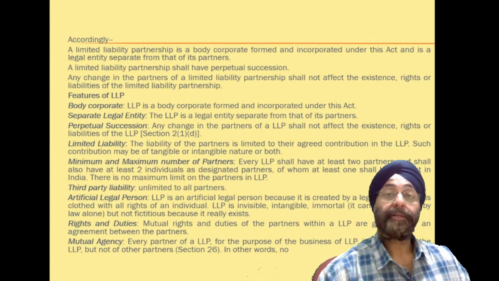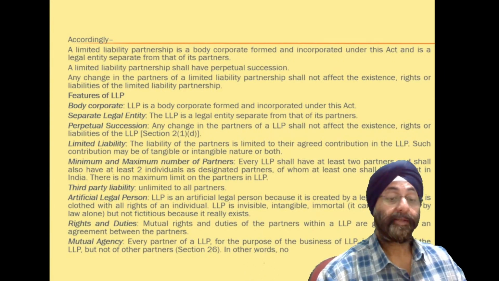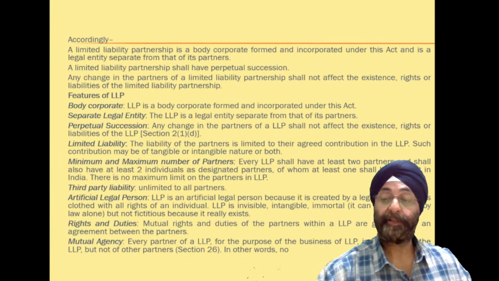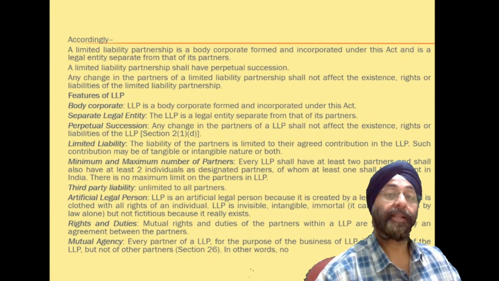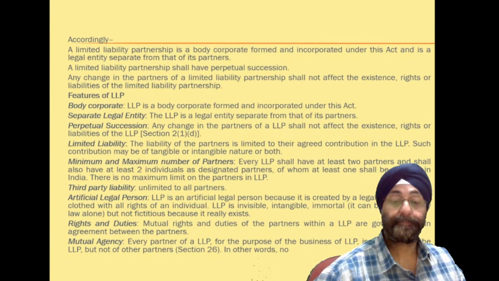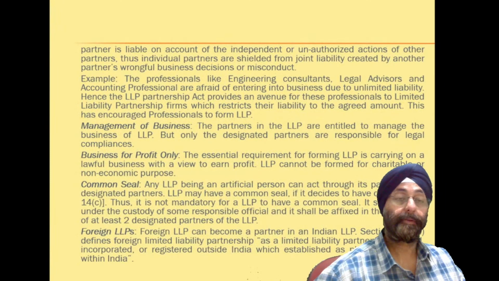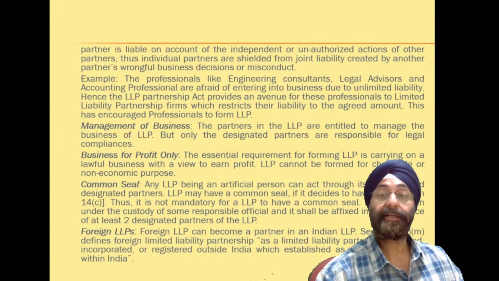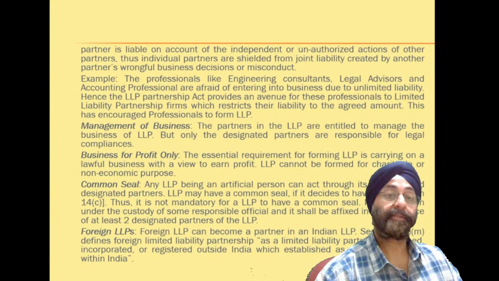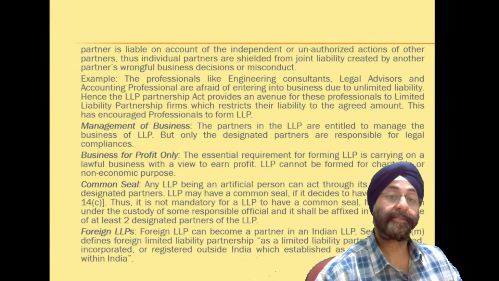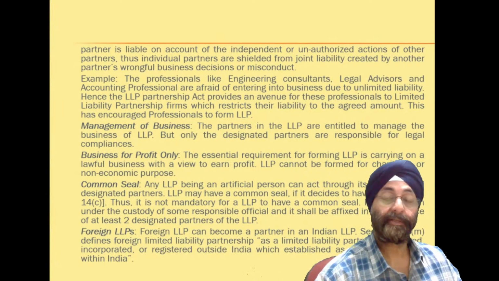Mutual rights and duties of the partners within an LLP are governed by an agreement between the partners. Mutual agency: every partner of an LLP, for the purpose of the business of the LLP, is the agent of the LLP, but not of other partners. Section 26: a partner is not liable on account of the independent and unauthorized action of other partners. Thus, individual partners are shielded from joint liability created by another partner's wrongful business decision, misconduct, or any kind of fraud.